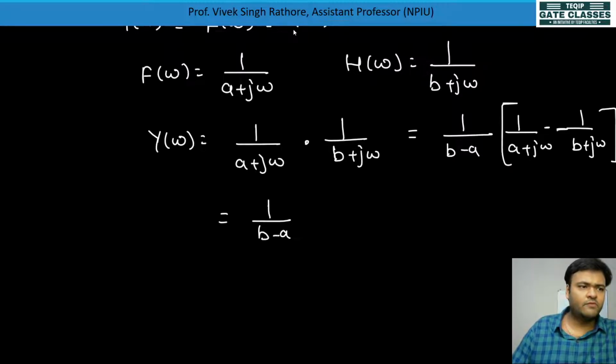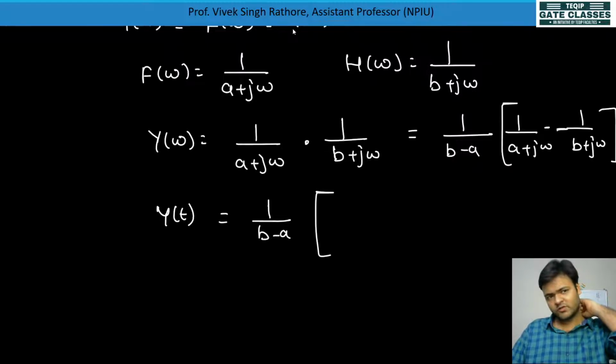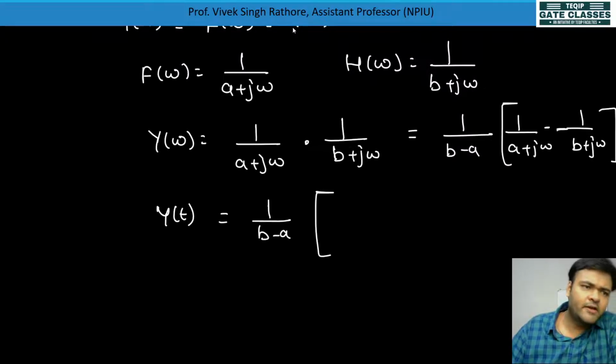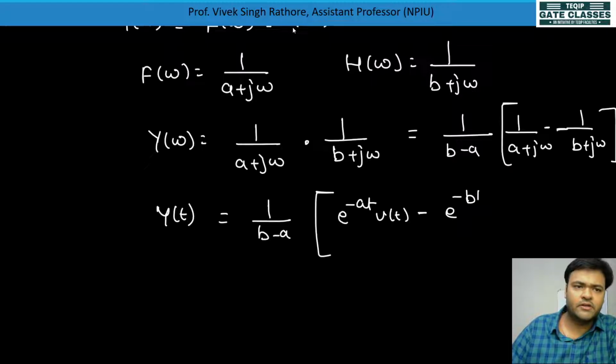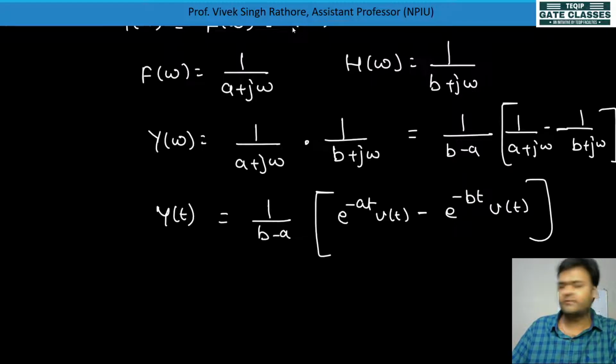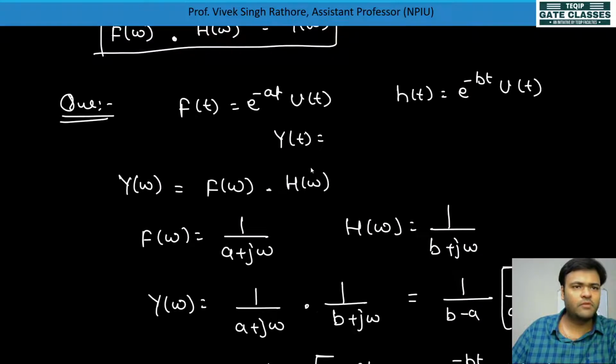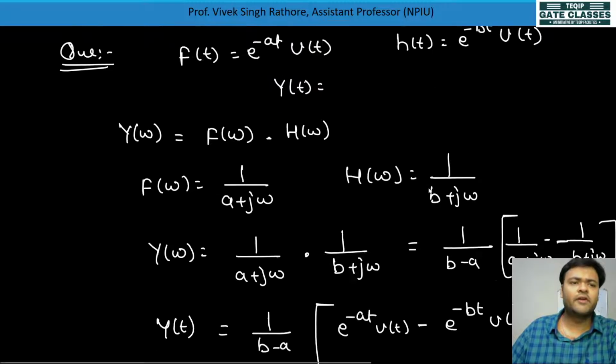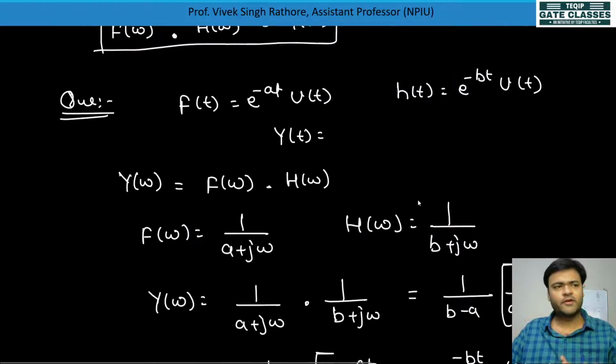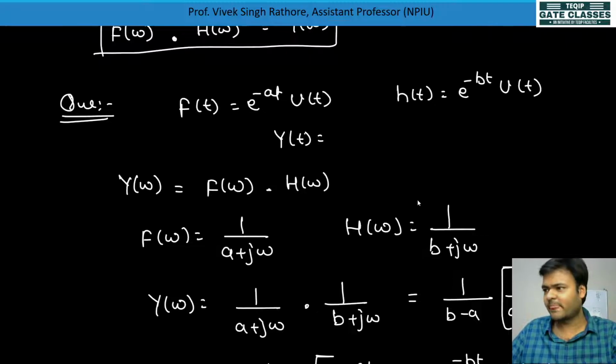And if you need to calculate y of t, obviously you need to calculate its inverse Fourier transform. So the inverse Fourier transform for this signal will be e to the power minus a t u of t minus e to the power minus b t u of t. This is the easiest method to calculate the Fourier transform of this type of signal. Otherwise, you would take e to the power minus a tau u tau, then e to the power minus b of t minus tau u of t minus tau, and then integrate from 0 to t. It will be a long method. This is a very short method using the convolution property. So this is very easy to calculate.